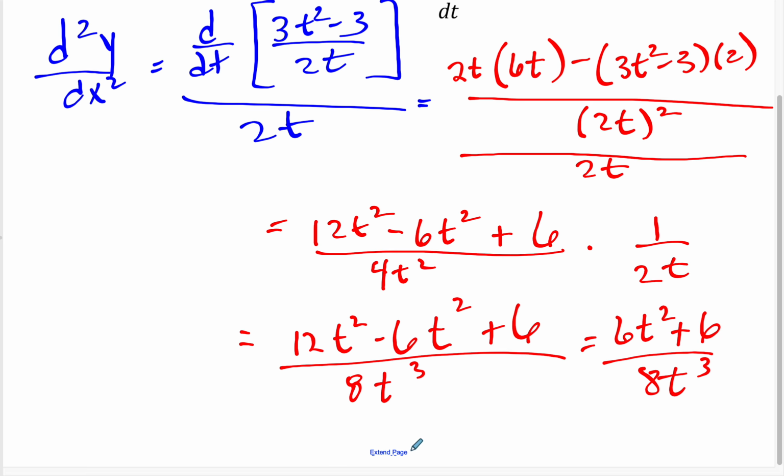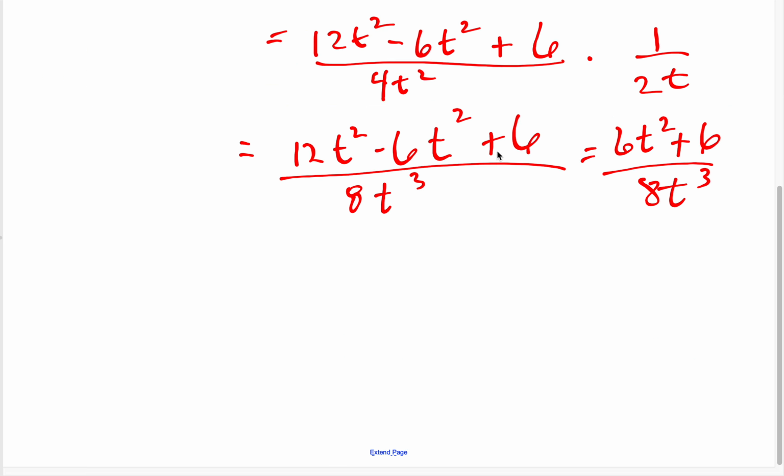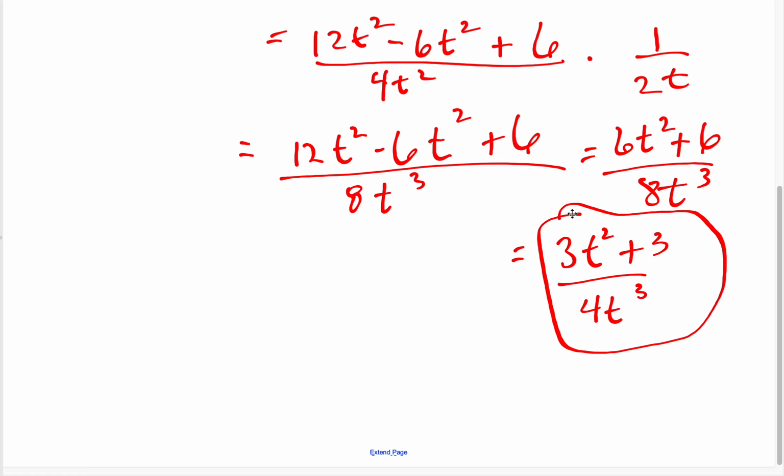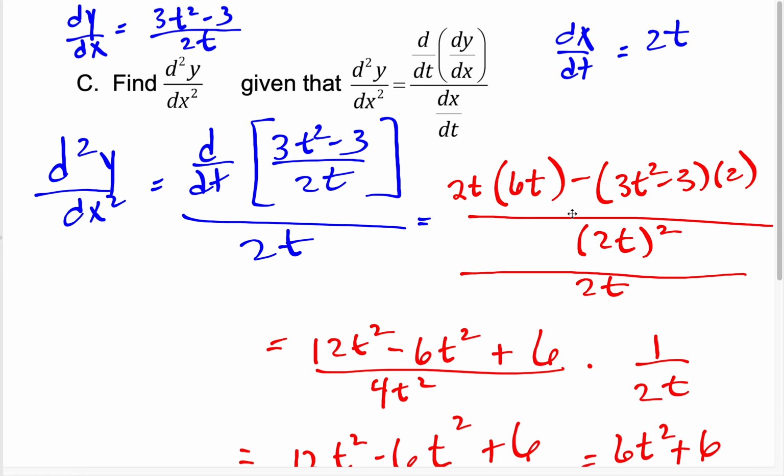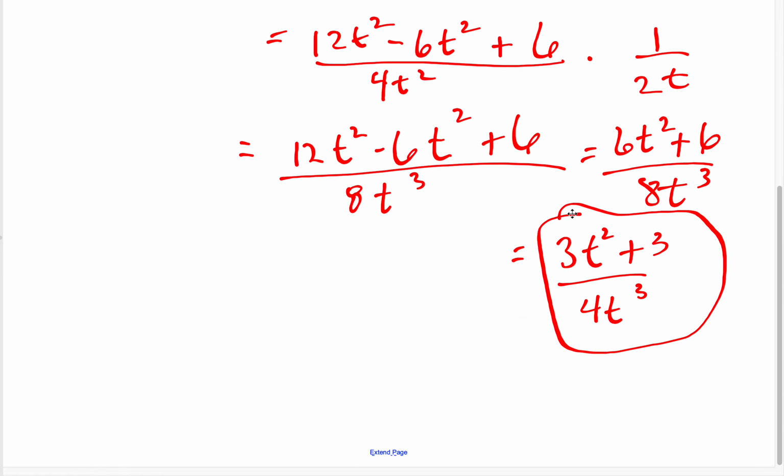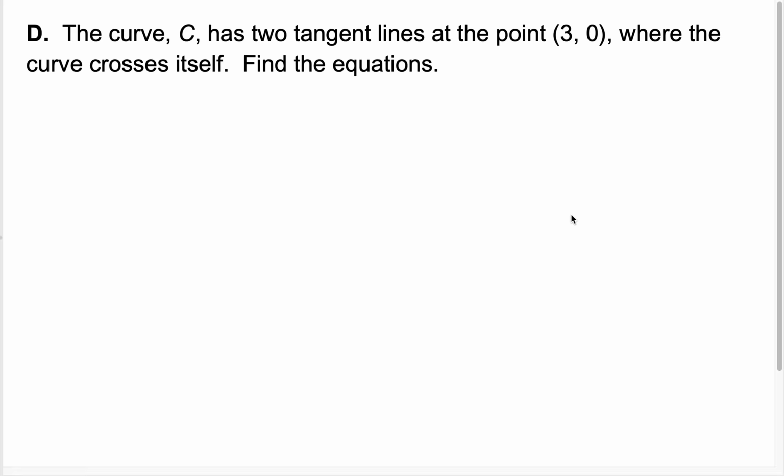And if we chose, let's say it's multiple choice, and we were going to reduce, then obviously we can see that we have a 6, a 6, and an 8. They're all divisible by 2. So when we divide them all by 2, there we go. So what did we just find? The second derivative.